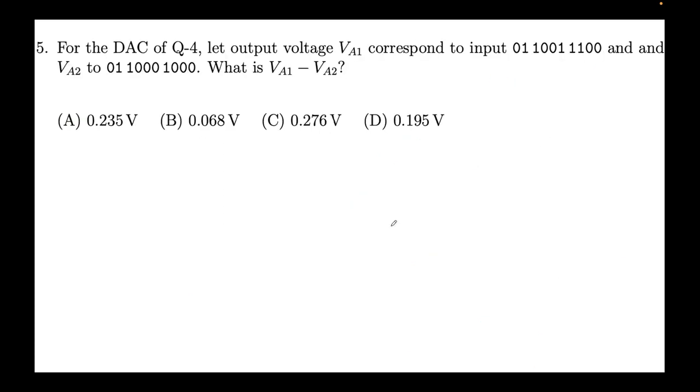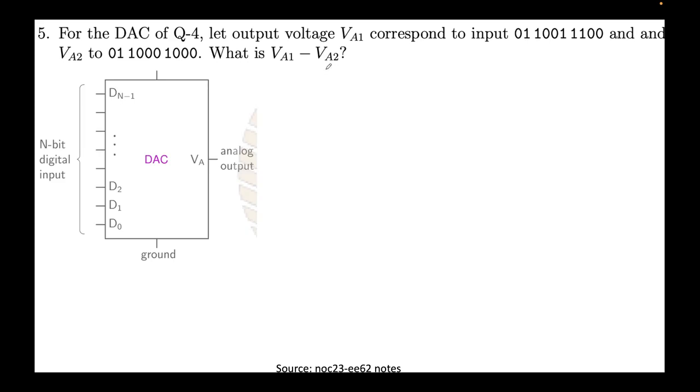So now the second question in this set asks us, for the DAC of the previous question, let the output voltage Va1 correspond to this input and Va2 correspond to this input. So now you can see that depending on different inputs, we'll get different outputs. So the question is, what is Va1 minus Va2? All right, so this is the problem, and as you know, this is the schematic of the DAC, and this is the expression that we get for this DAC.